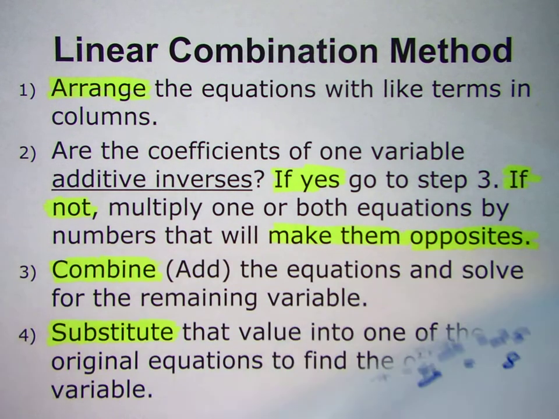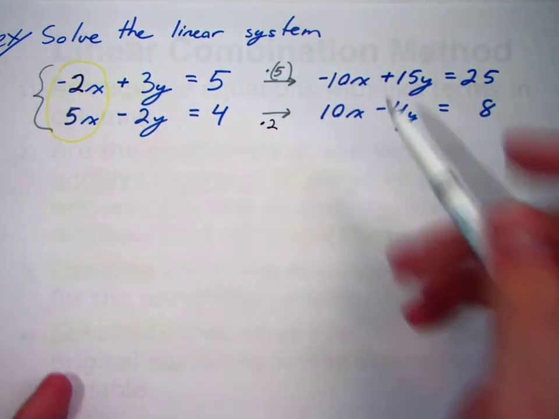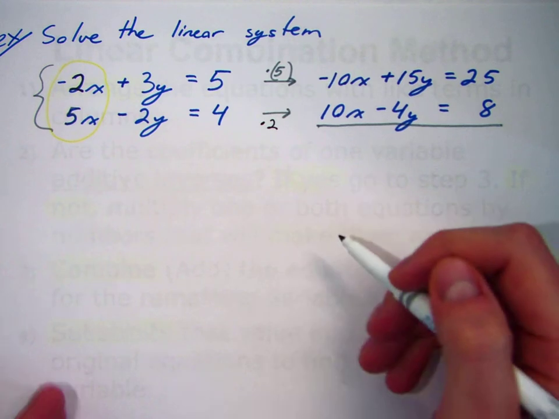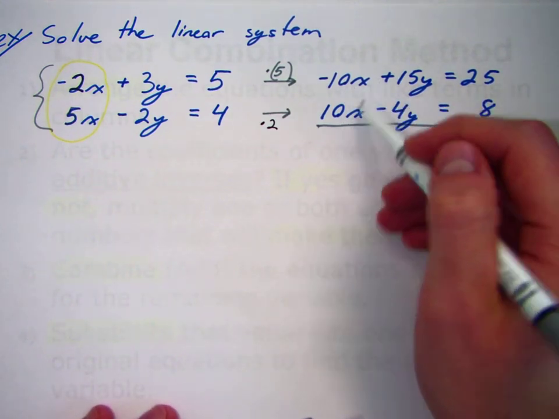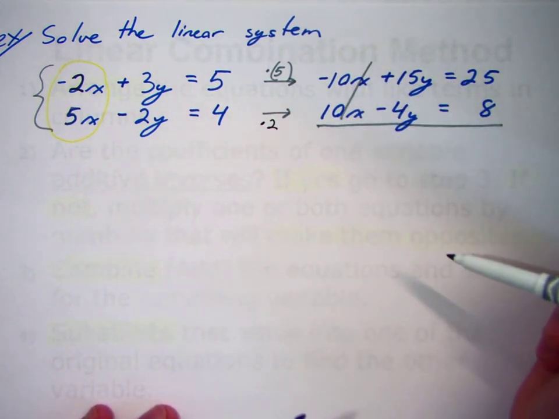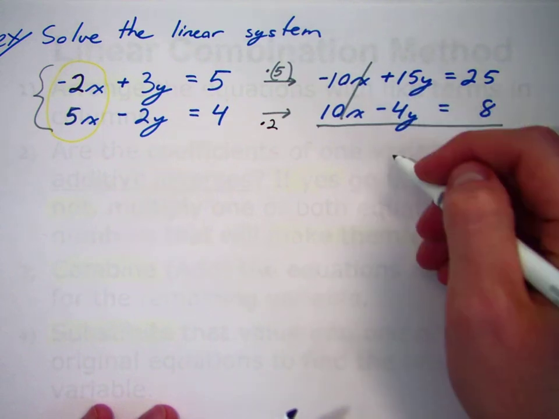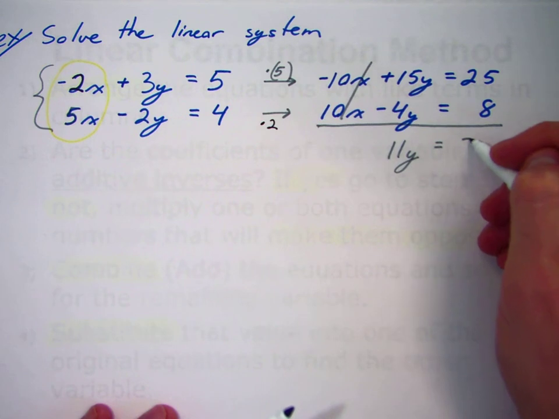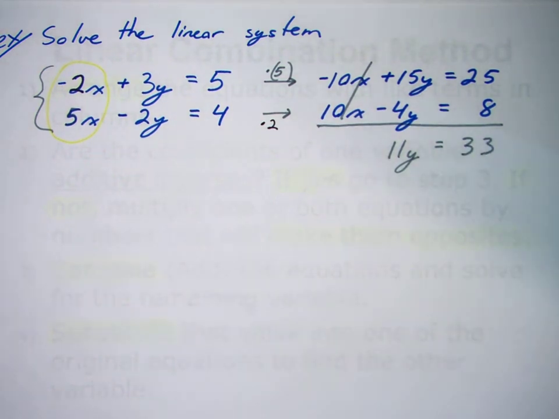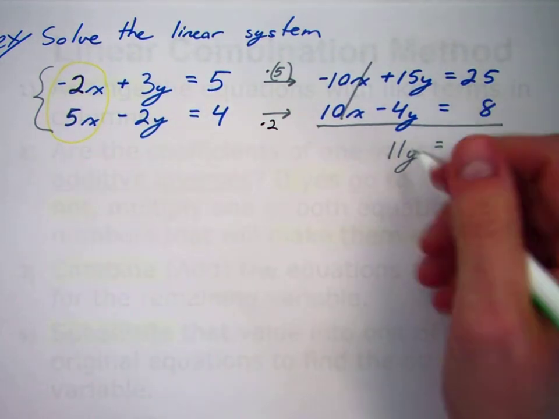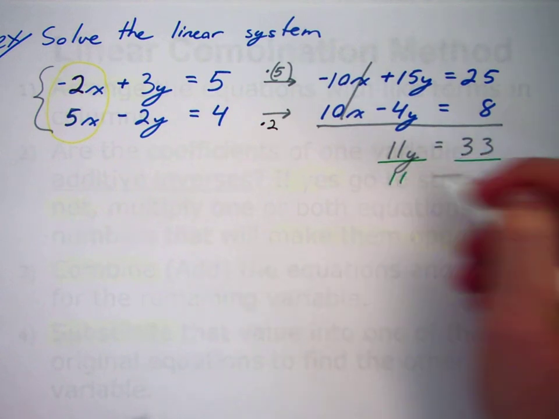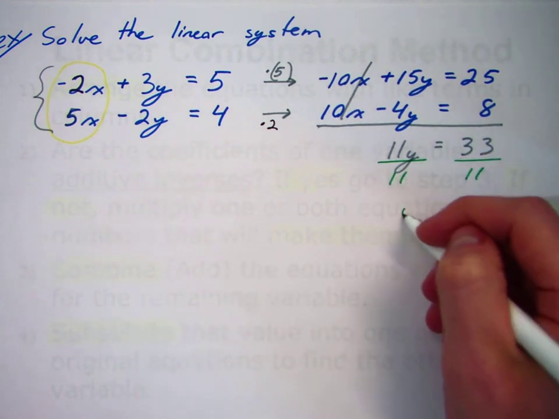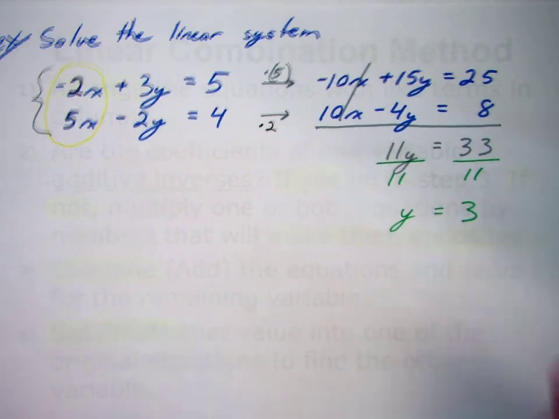According to the rules, next we have to combine the equations and solve for the variable. So let's do that. We're going to combine these, which just means add them. Negative 10x plus 10x is 0. We could cancel it out. 15y minus 4y is 11y. And 25 plus 8 gives us 33. We apply the division property of equality. Divide by 11 on both sides, and we get that y equals 3.